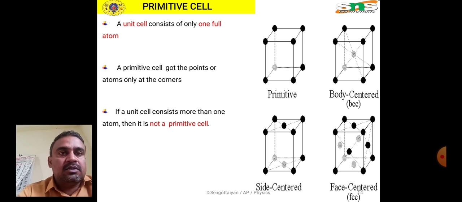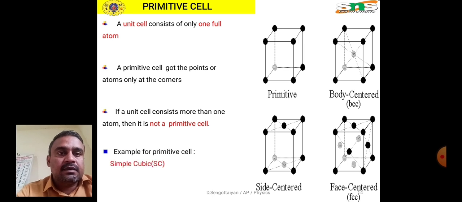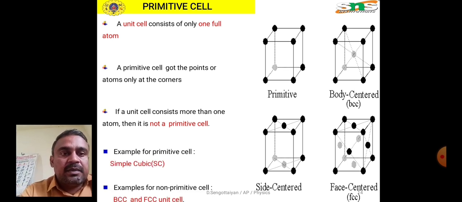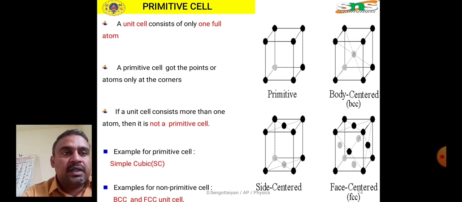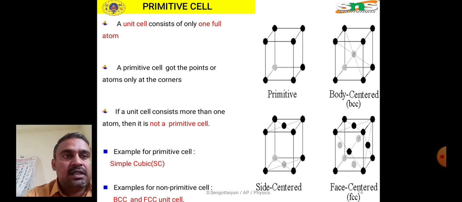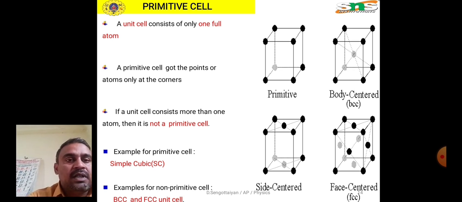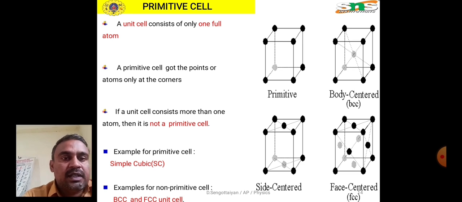So in a primitive cell, the unit cell consists of only one lattice point, and in a non-primitive cell, the unit cell consists of more than one lattice point. That is the difference between primitive and non-primitive cells. An example for a primitive cell is simple cubic. The simple cubic structure has only one lattice point and only one atom, with lattice points at the corners only. The examples for non-primitive cells are BCC and FCC, where there are lattice points beyond the corners.